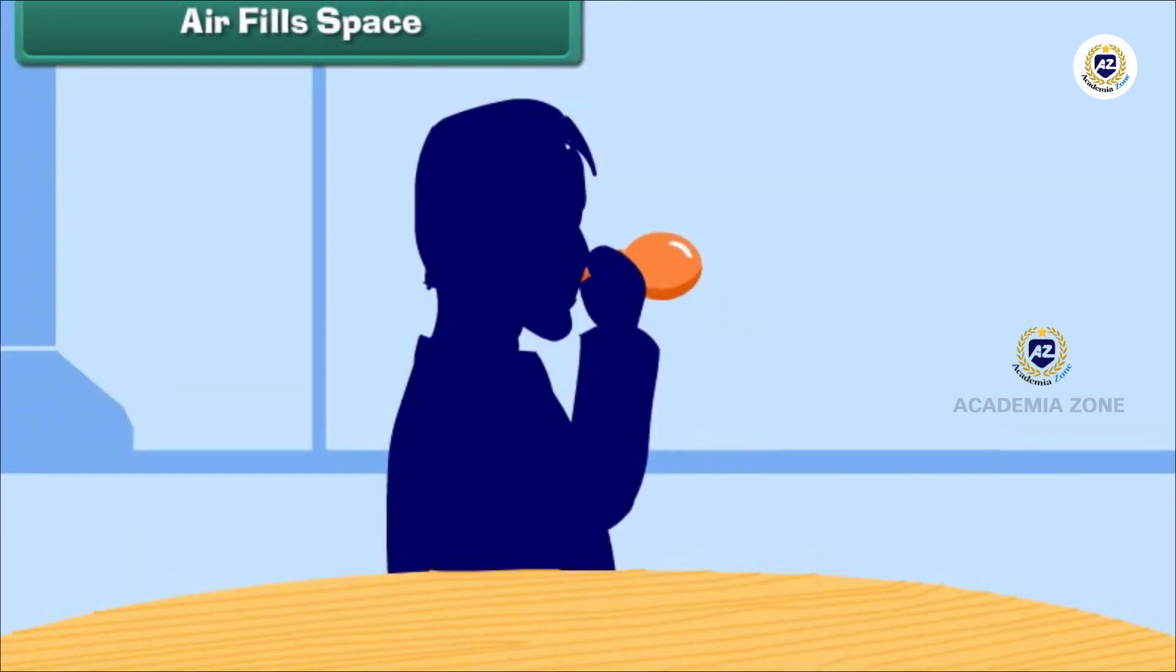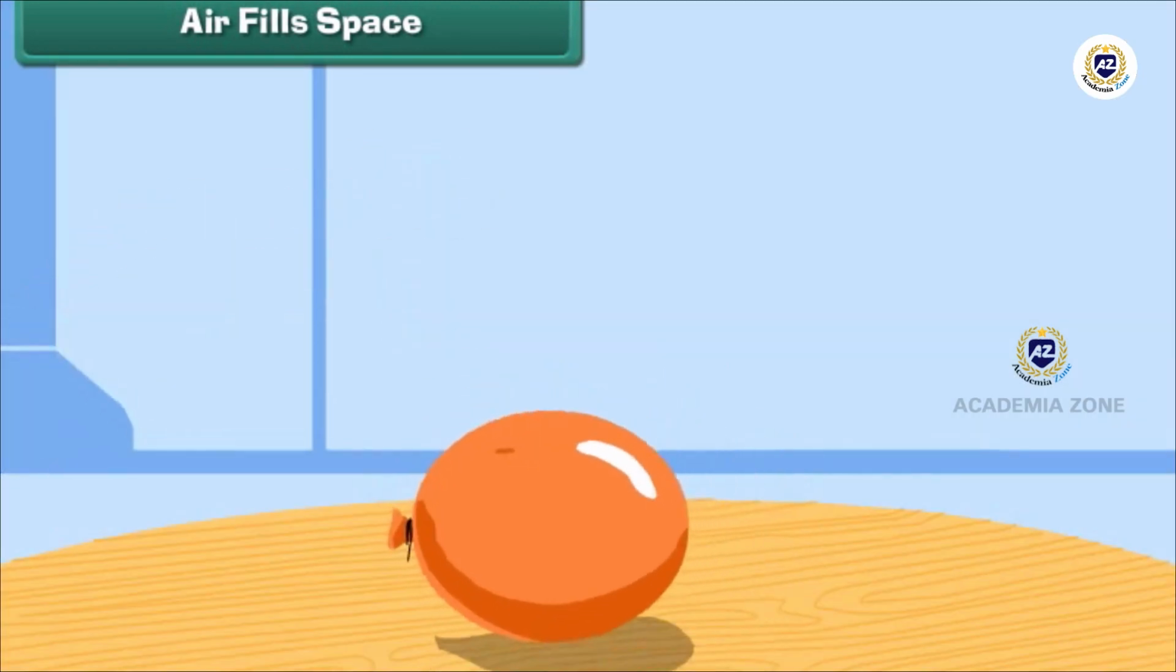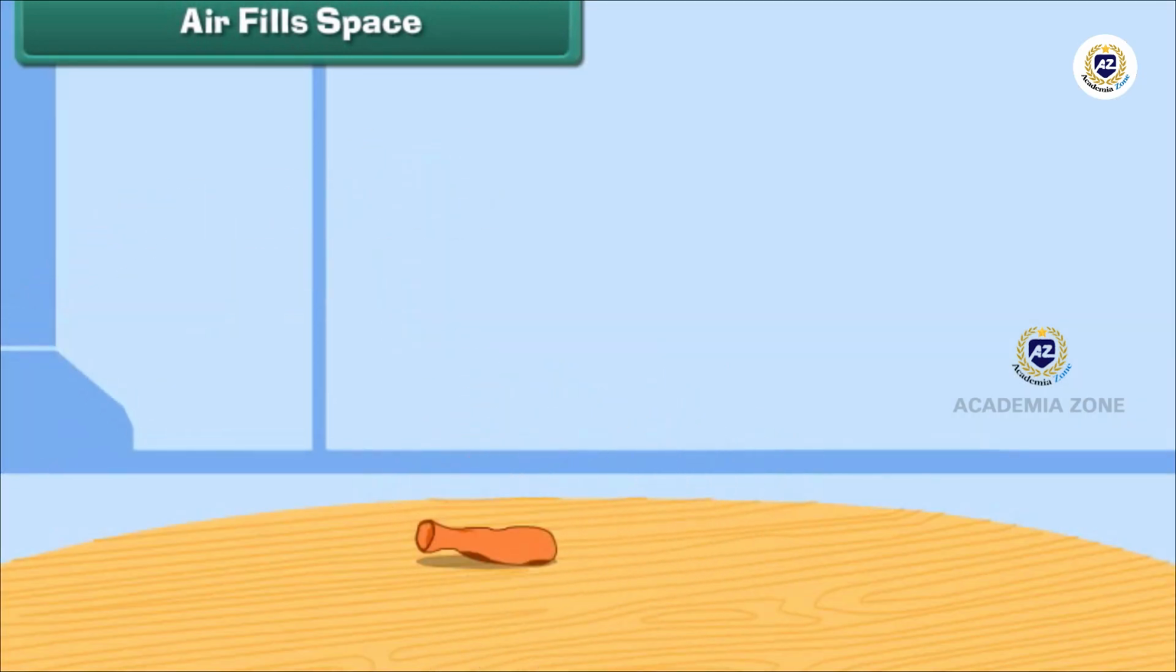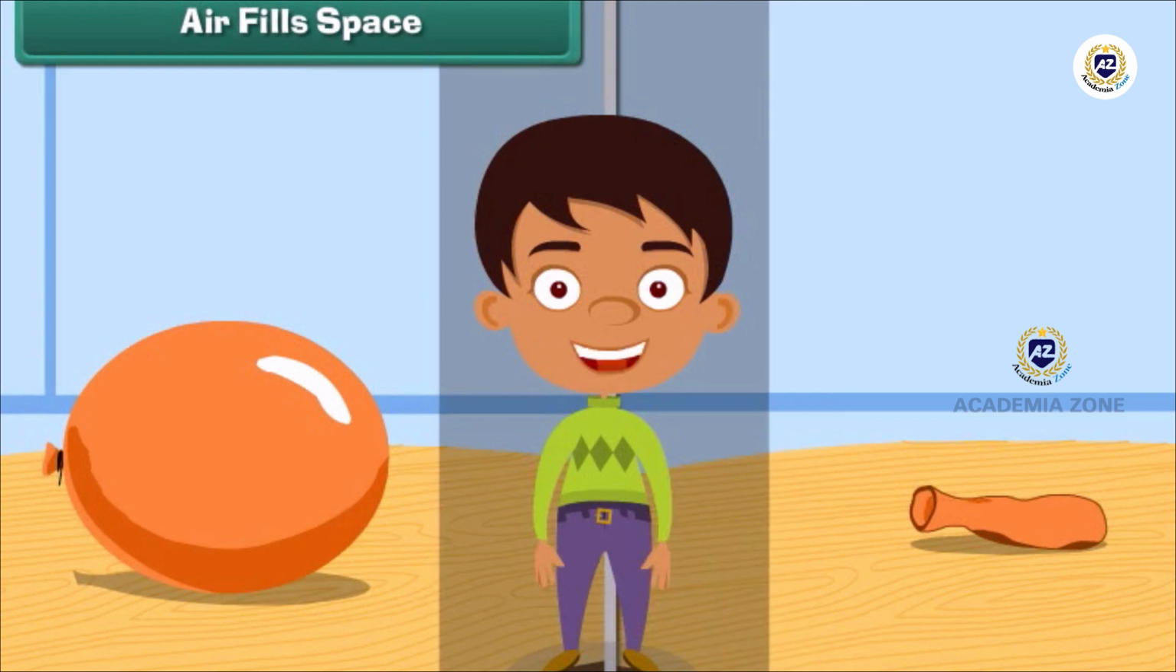Air fills space. Take a balloon and blow air into it. The balloon expands in size. Now prick the balloon with a pin. What do you see? The air inside the balloon escapes through the hole. The balloon becomes flat. This proves that air fills space.